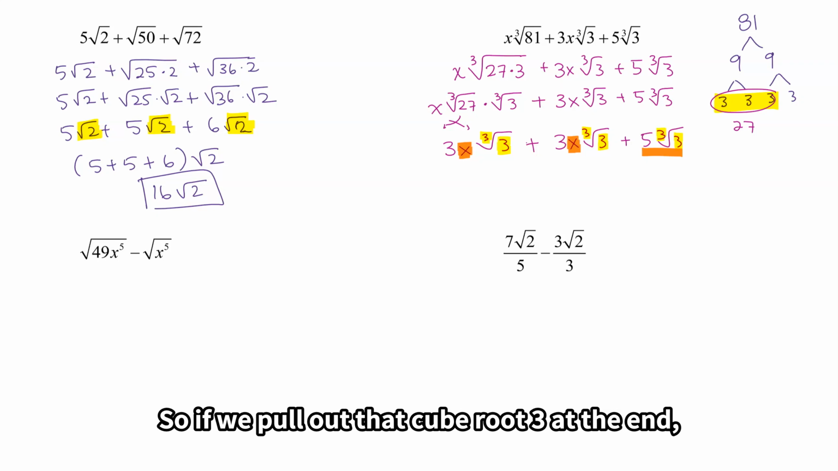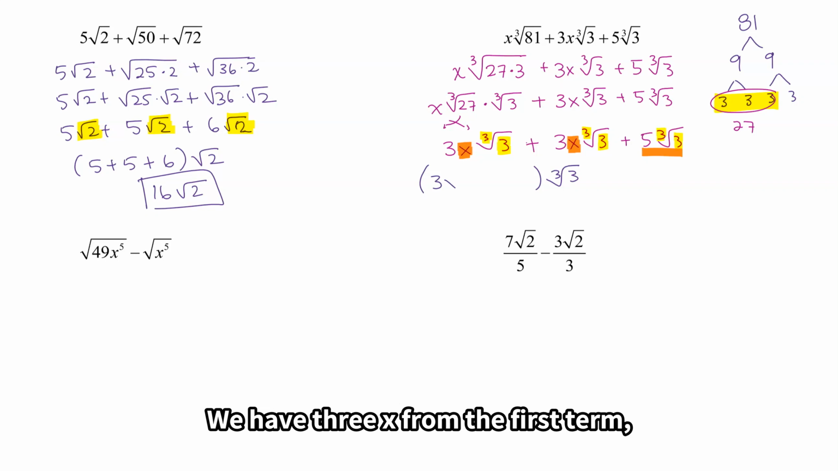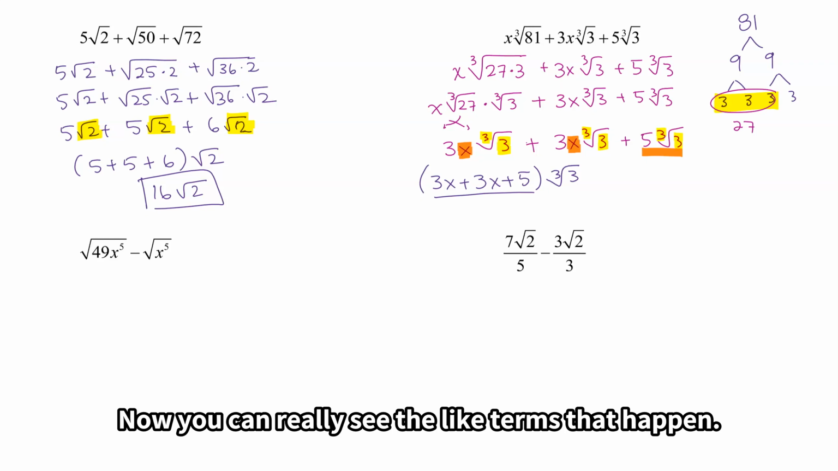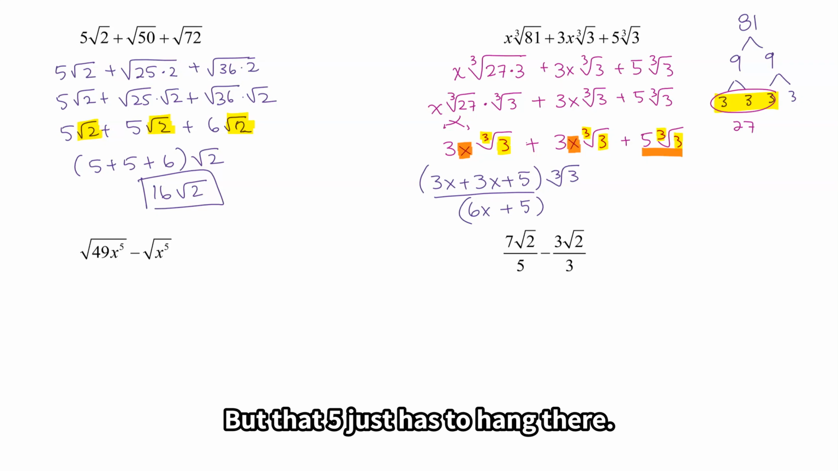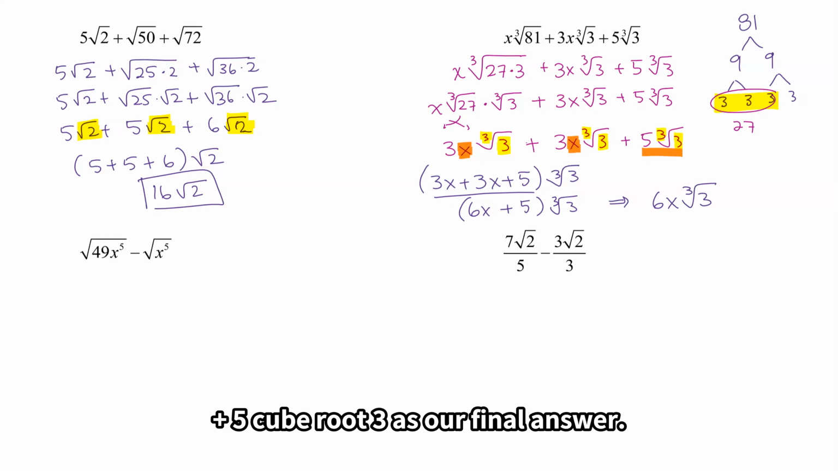So if we pull out that cube root 3 at the end, use that distributive property in reverse, we have 3x from the first term, 3x from the second term, and 5 from the third term. Now you can really see the like terms. We have 3x and 3x, which are like terms, so we get 6x, but that 5 just has to hang there. We can't do anything with it. So we have 6x cube root 3 plus 5 cube root 3 as our final answer.